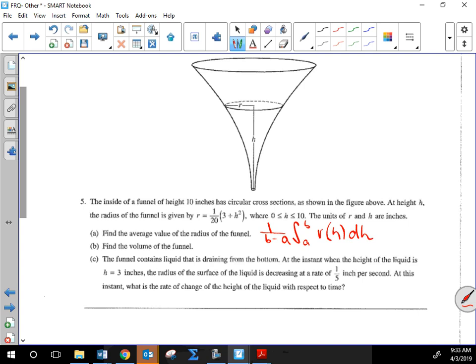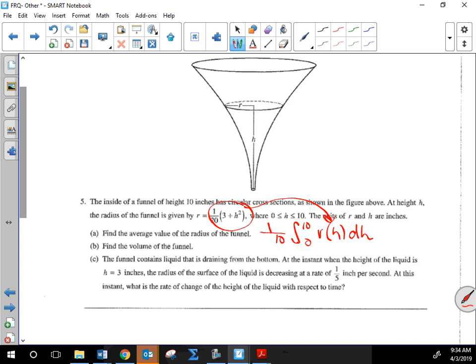h is my variable that I'm integrating with respect to, so we're going from 0 to 10, so that's my a and b. Then this would be 10 minus 0, which is just 10. And then we do have to actually take this function, put it in, and integrate it. We'll look at our answer in just a moment.